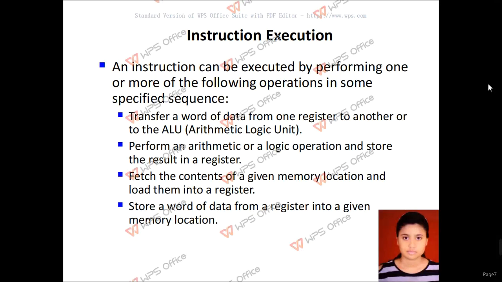Instructions execution. An instruction can be executed by performing one or more of the following operations in some specified sequence. First is transfer a word of data from one register to another or to the ALU arithmetic logic unit. Second is perform an arithmetic or a logical operation and store the result into a register. Third, we fetch the content of a given memory location and load it into a register. The last is to store a word of data from a register into a given memory location.